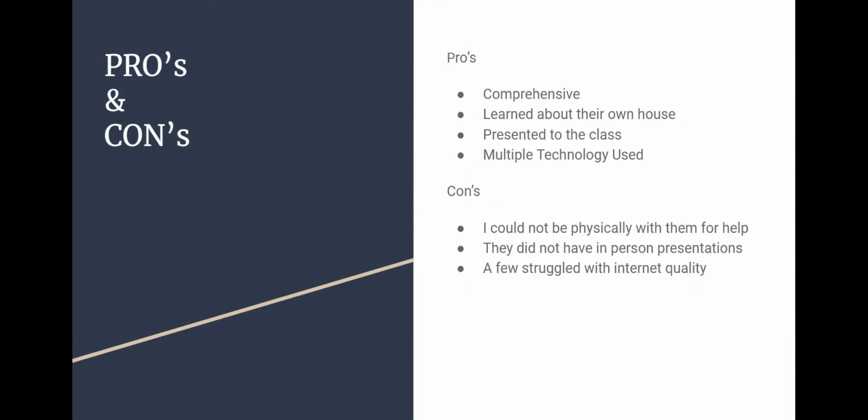Some pros and cons of the project. Some pros were definitely that it was a comprehensive assignment. So the students, like I said earlier, had these 4 parts where first they had to complete the safety survey and turn it in. The next thing they did was they created that presentation. The third thing was they actually presented that information. And then the fourth part was they had to go back to Google Classroom and get their assignment uploaded. They learned about their house. They presented to the class. They used multiple technology. So we used Google Classroom, Google Slides, Microsoft Teams, and then, of course, the internet.